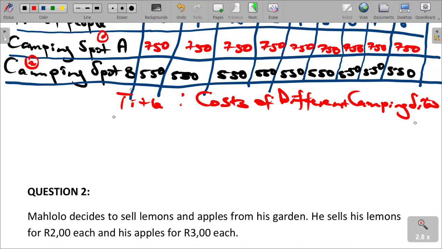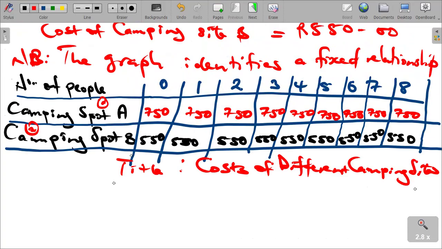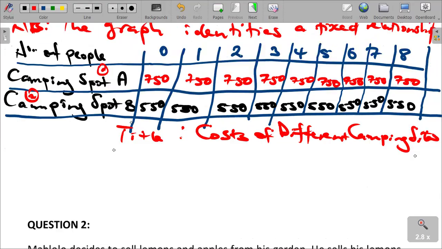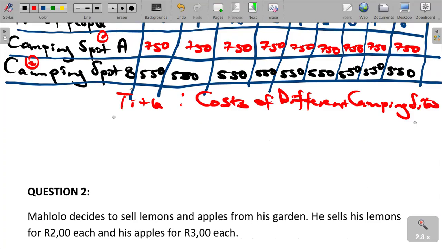So now we need to be able to draw that. Our figures are 750 as the maximum, and the minimum, or the lowest, is 550. That is one thing you need to do when drawing graphs, in order to determine a good set of interval. So I can draw my graph now.